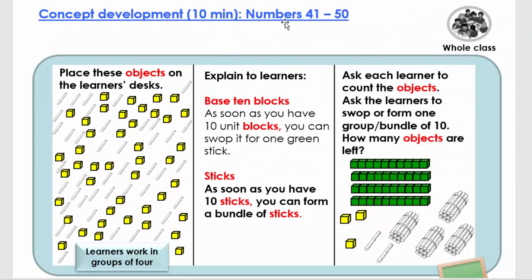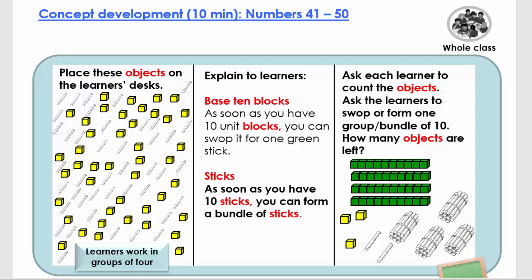Okay, let's look at today's numbers, 41 to 50. What we can do is place a lot of little blocks or sticks on the learner's table. Every time we have 10, we count out 10. As soon as we have it, we can make a rod, or we can take the sticks and put them together using an elastic band. Remember, when using elastic bands at home and school, it can be dangerous. So explain the safety rules around these to the child.